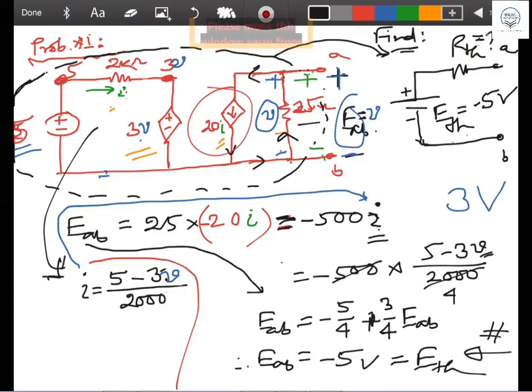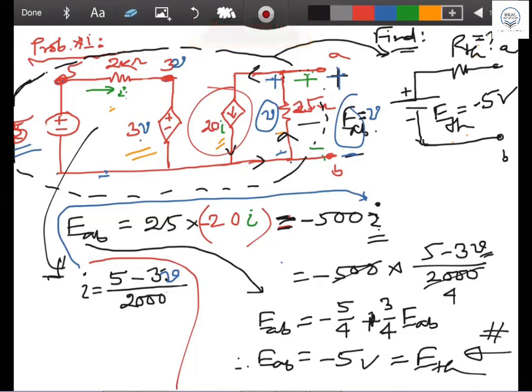E Thevenin is EAB, the open circuit voltage. That is what we started in the last class. And EAB we found now is minus 5 volt. 50% of the Thevenin equivalent is done. You clear? Anybody got a question? If not, then we'll jump to our R Thevenin. What do you think? Should we? Okay, good.